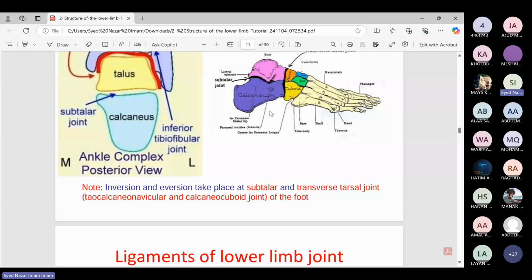Now, look at this joint. This between the calcaneum and cuboid is called the calcaneocuboid joint. And here we have a single joint between the talus and navicular and talus and calcaneum. So this is called talocalcaneonavicular. Talocalcaneonavicular and calcaneocuboid are the transverse tarsal joint, and this is the subtalar joint. The subtalar and transverse tarsal joints are for what movement? Inversion and eversion of the foot. Very, very important.